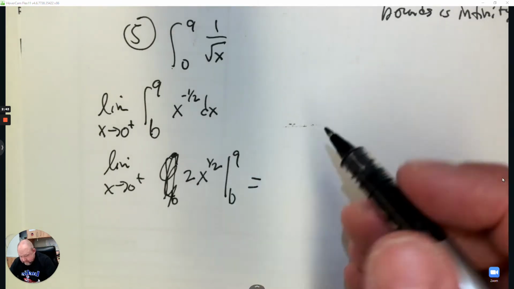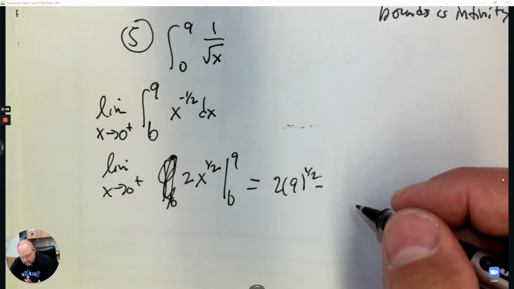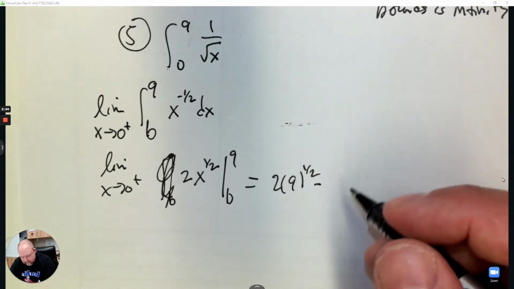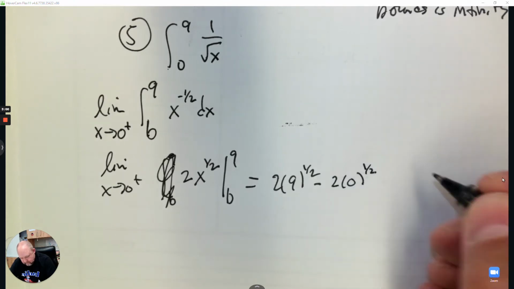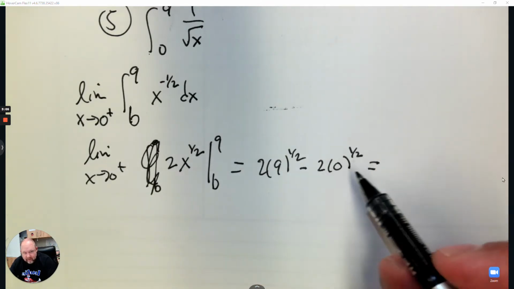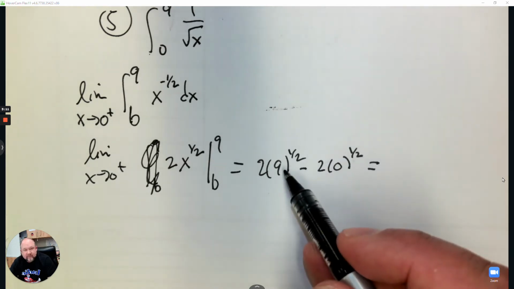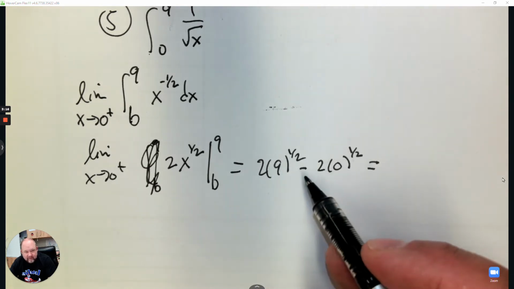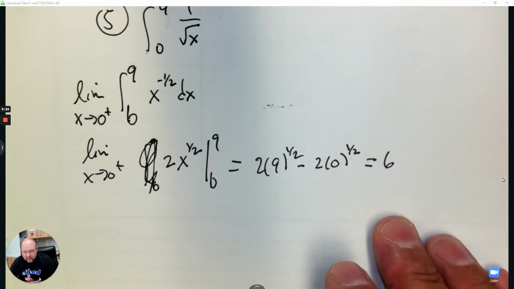Next, I'm going to substitute in. Again, this is a limit when I substitute in. So what's the limit as this approaches 0? You can see this is 0. This is 9 to the exponent 1/2, the square root of 9, which is 3. So this is 2 times 3, take away 0. So this answer is 6. So that's the answer in terms of what it's approaching.